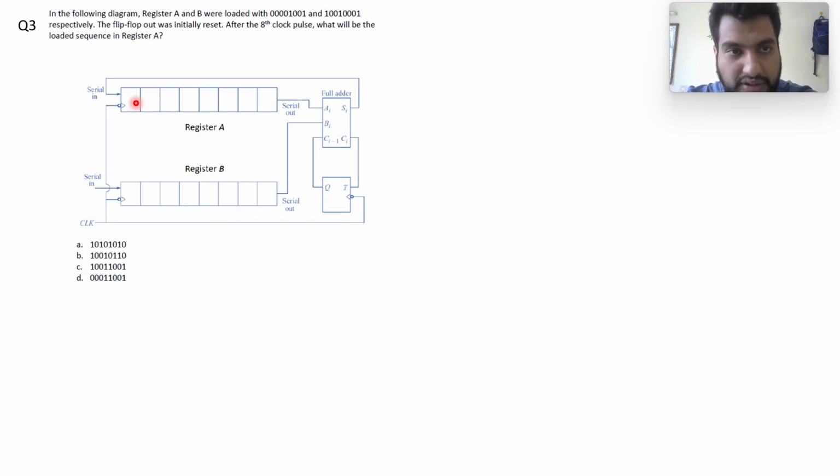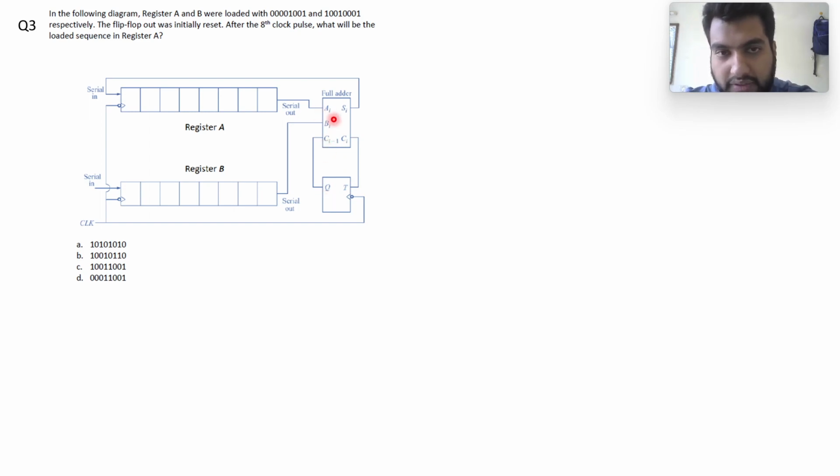So it is an 8-bit register, 1 2 3 4 5 6 7 8, 1 2 3 4 5 6 7 8, and its serial output goes to the full adder as AI, and from register B another input goes to this full adder as BI. Now the full adder's output goes to the serial input of register A, and register B is as it is. The contents of register B don't get updated, they remain as they are. And we have this carry. This carry goes to the T flip-flop as an input, and this input carry, that is Ci-1, is the output of the T flip-flop.